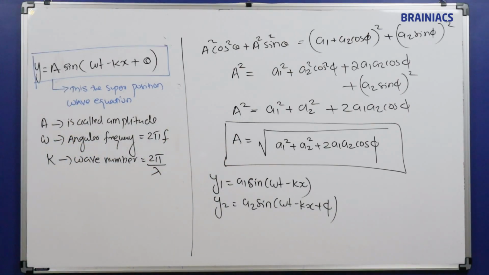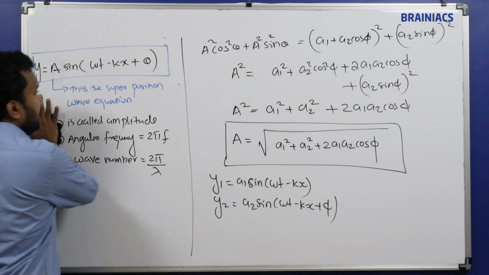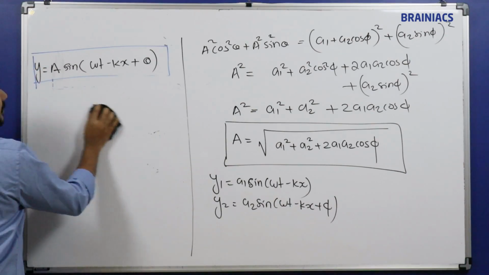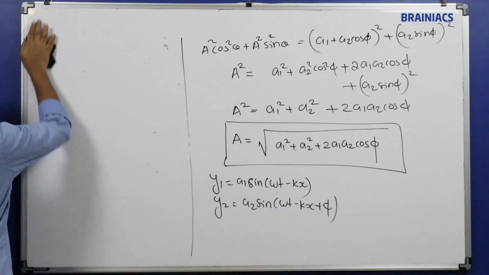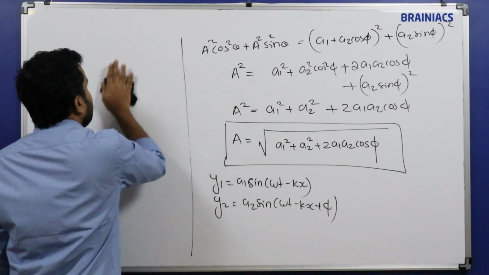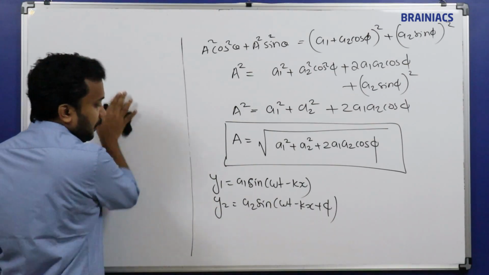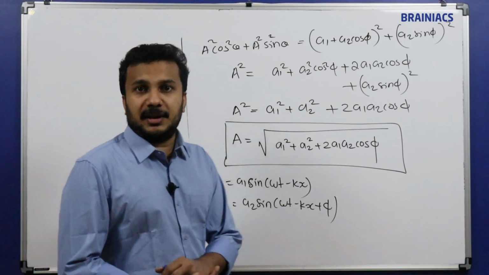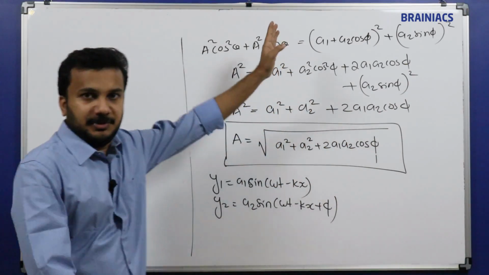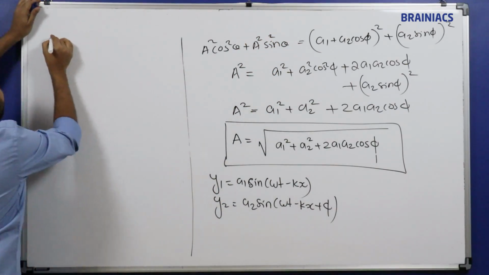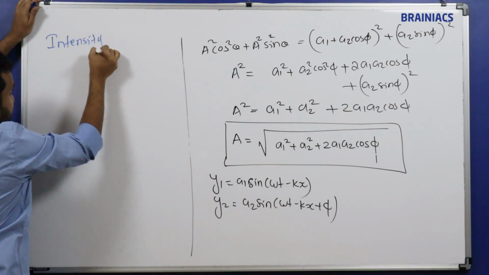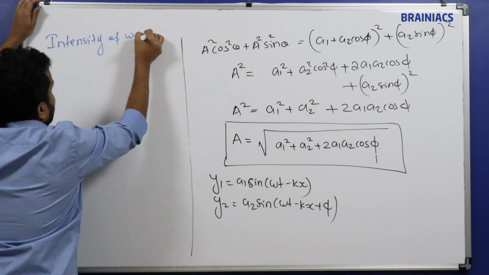Good. Okay, next we are going to see amplitude. Now we have two things in hand: this is the equation of a wave and this is the amplitude equation. Interference means superposition of two or more waves. Two waves with a phase difference phi, you can substitute here. The next subtopic under interference is called intensity of wave.